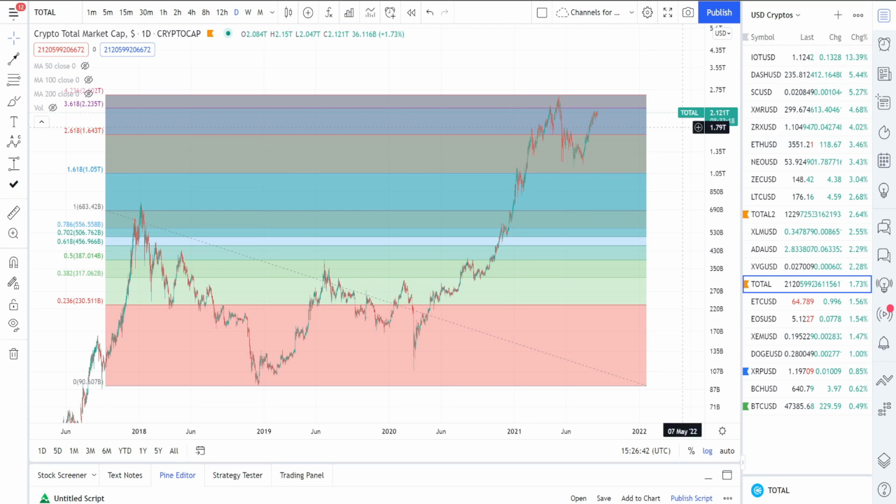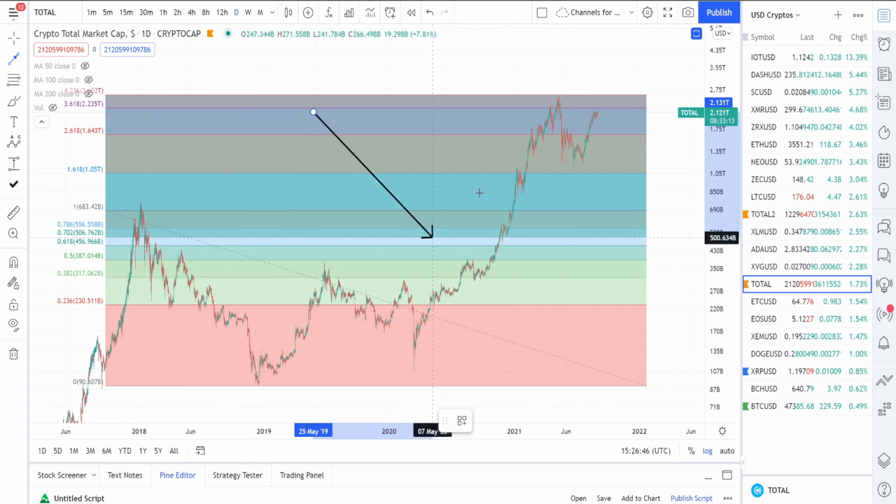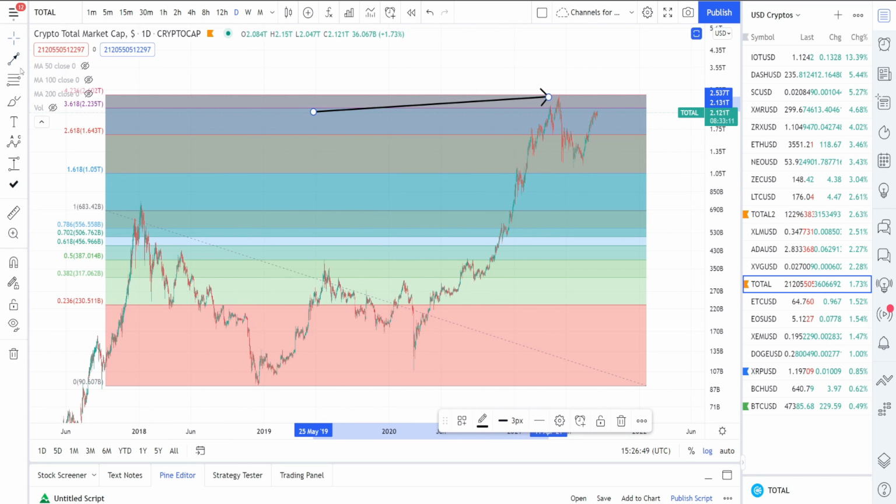So, what do we have going on? We've talked about this in depth and in detail with the total market cap rally prior to capitulation to a 4.236 extension.